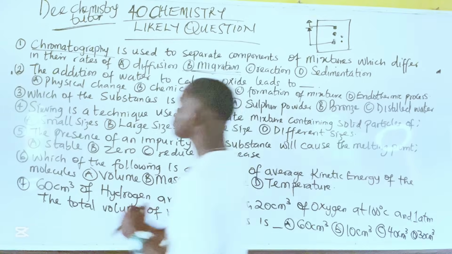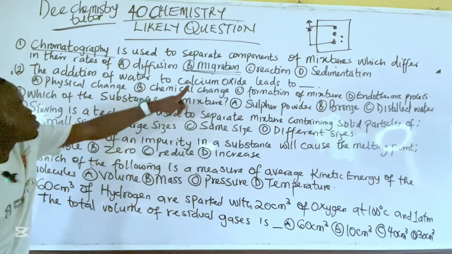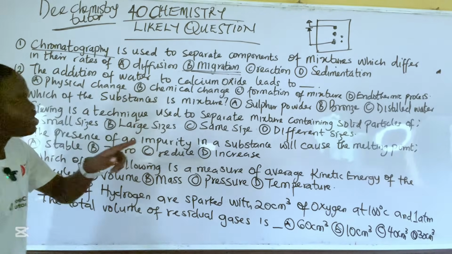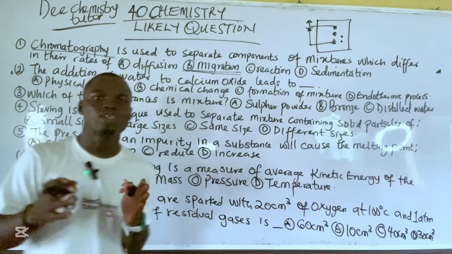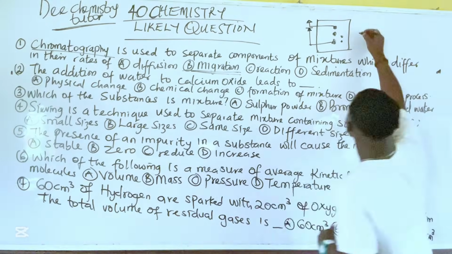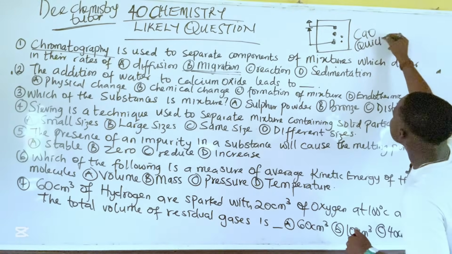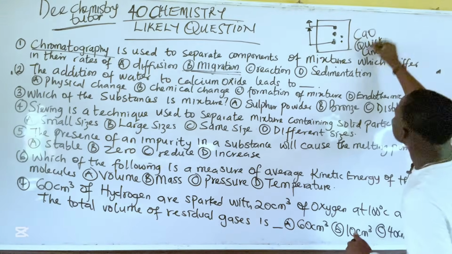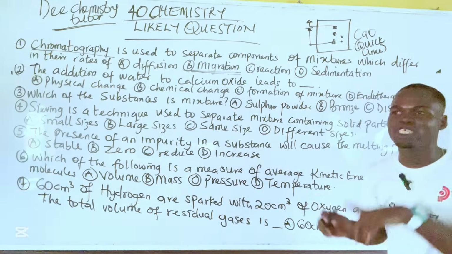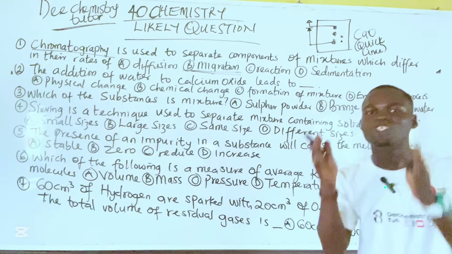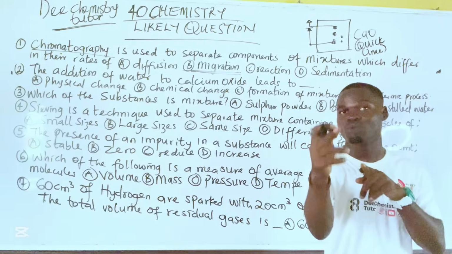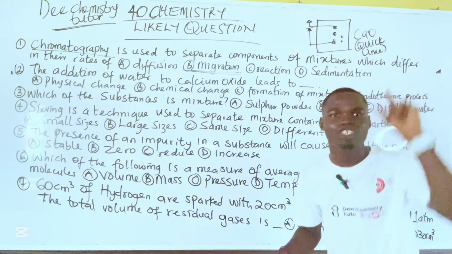Okay. Number two, the addition of water to calcium oxide leads to dash. Very quickly, you want to know that calcium oxide is called quicklime. Another question that you must know is that calcium oxide is used to dry ammonia. That's another JAMB question. Calcium oxide is used to dry ammonia.